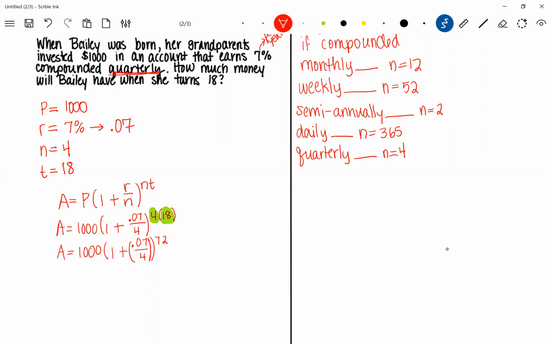Okay, so type 1,000, then open parentheses, then do 1 plus, and then open parentheses again, 0.07 divided by 4, then close the parentheses, and then you have to close the parentheses again, because the first parentheses closes around the fraction, and the second one closes around the 1 plus, and then you hit the raise to the 72.